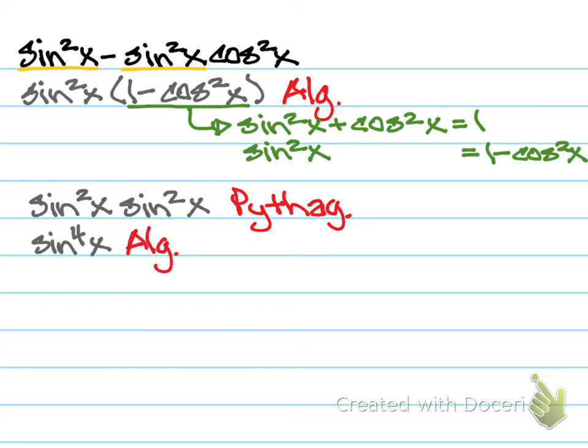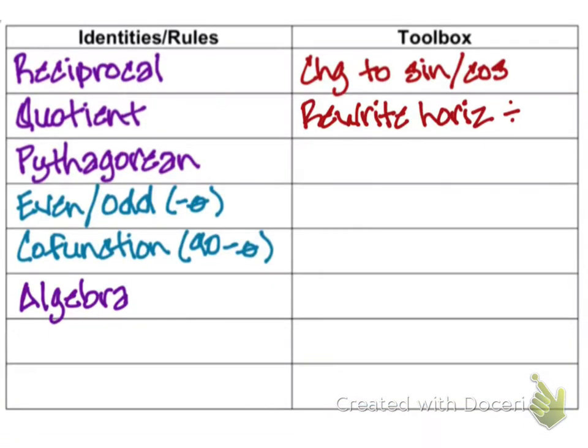So now let's go back to our sheet here. And I'm going to go ahead and add Pythagorean to my toolbox. Even though it's an identity or a rule as well, it's also a tool that helps us make things simpler. And we're also going to add factor because we'll end up factoring quite a bit.